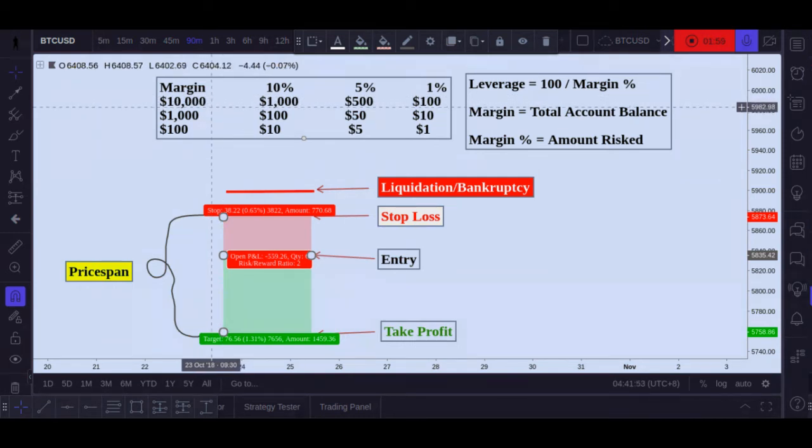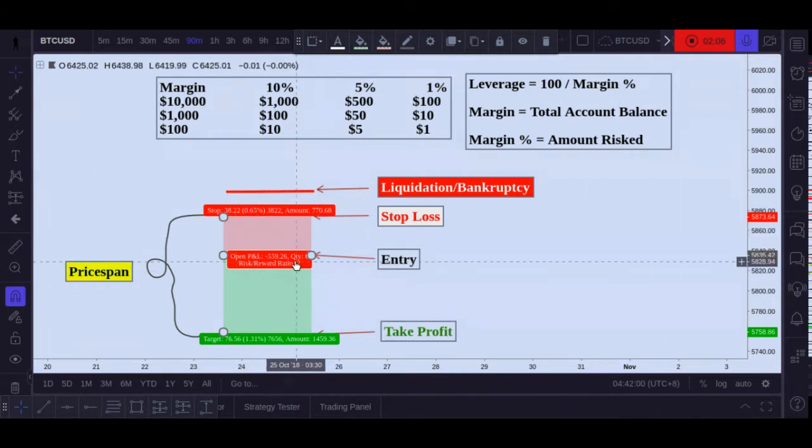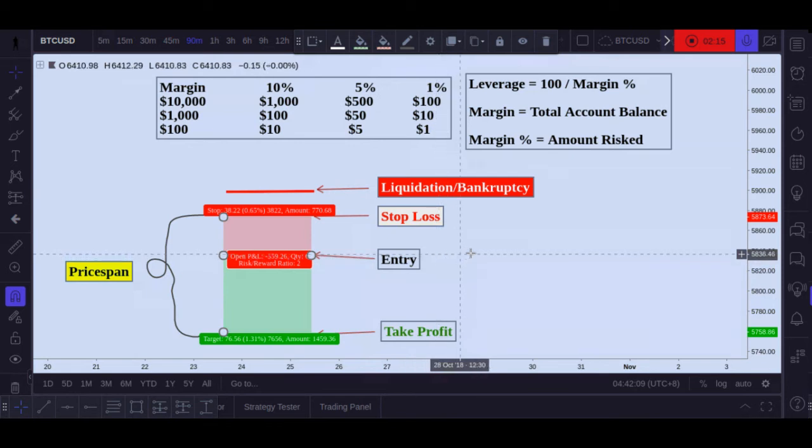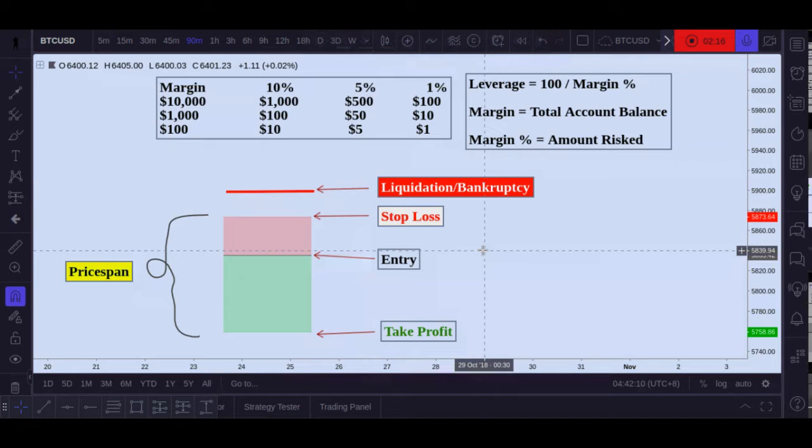But getting back to the strategy at hand, basically leverage equals 100 over margin percentage. So what you need to do before you even enter the trade is decide how much margin you are willing to risk. Once you've got that figured out, as a trader, what you can control is when to enter a trade and how much you're willing to risk.